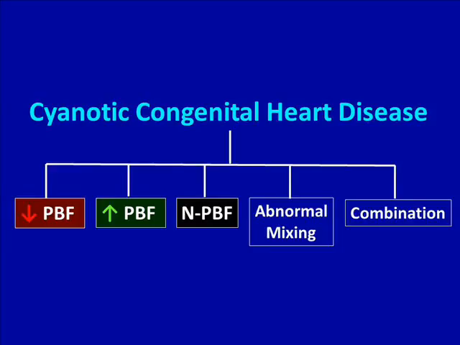Physiologically, we classify cyanotic congenital heart disease as having cyanosis with decreased pulmonary blood flow, cyanosis with increased pulmonary blood flow, cyanosis with normal pulmonary blood flow, and abnormalities of mixing of deoxygenated and oxygenated blood. And finally, one can have combinations. For example, TGA with large VSD, TGA with large VSD and PS, etc. However, the two major significant groups are cyanosis with decreased pulmonary blood flow and cyanosis with increased pulmonary blood flow.